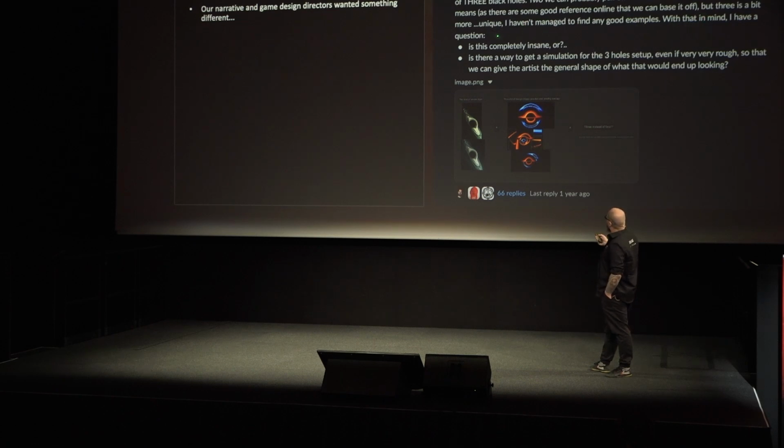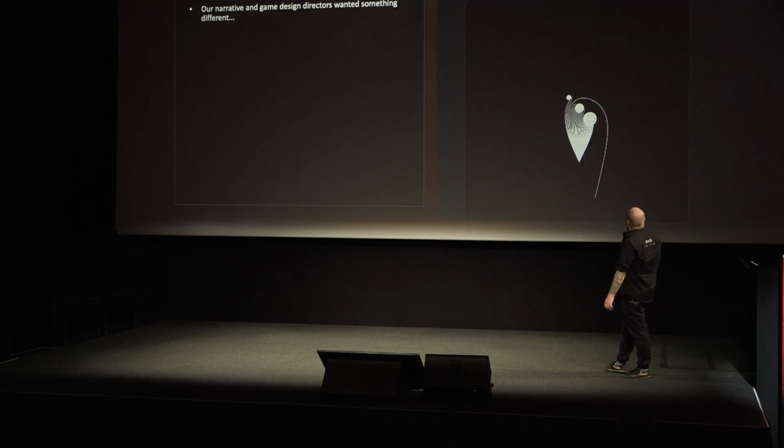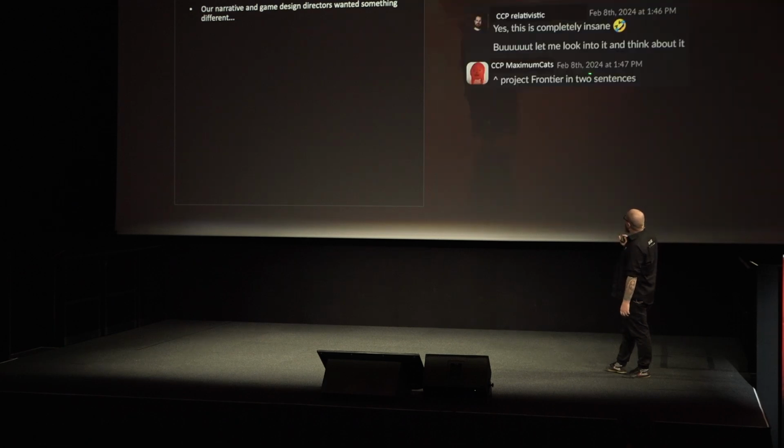With that in mind, I have a question. Is this completely insane? Is there a way to get a simulation for the 3 black hole setup, even if it's very rough? And then there's some artistic ideas, like, okay, so you take 2 black holes, that's actually doable, and you can actually search for that. But 3 is a bit weirder, because then you start seeing images of the second and third black hole around the first one and so on. So it gets a bit more complicated. I answer shortly after, yes, this is completely insane, but let me look into it and think about it. And he says, Project Frontier in 2 sentences.